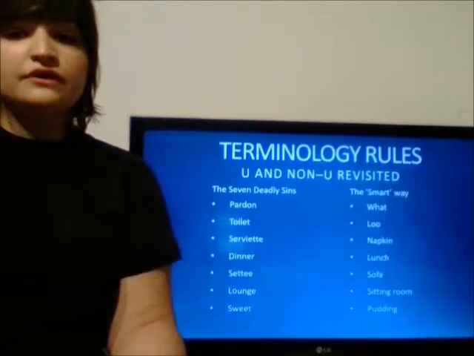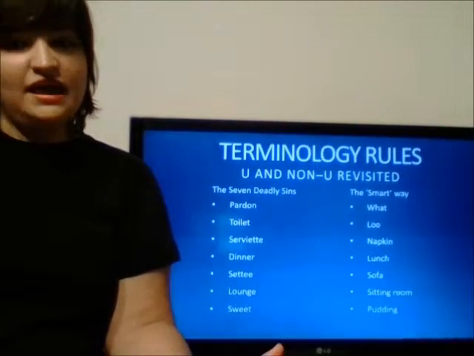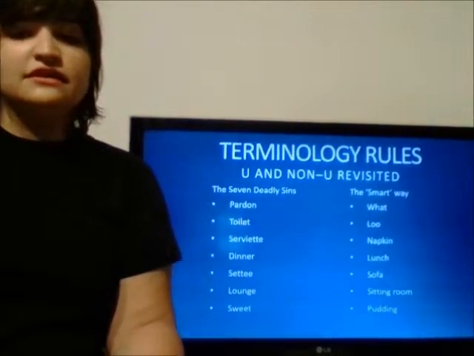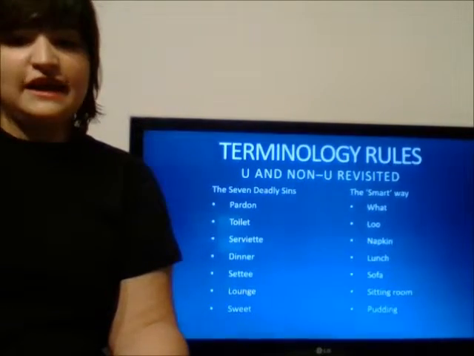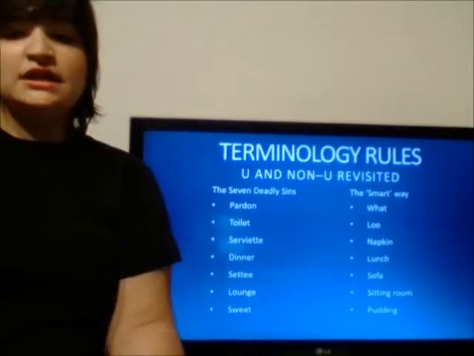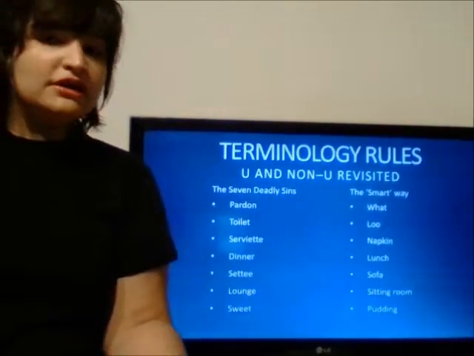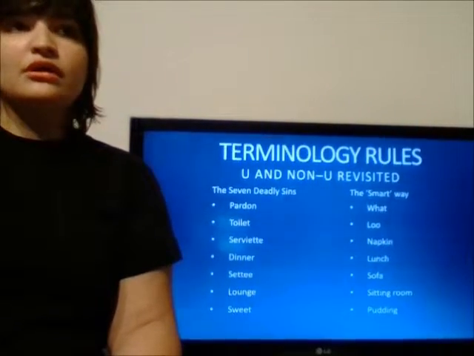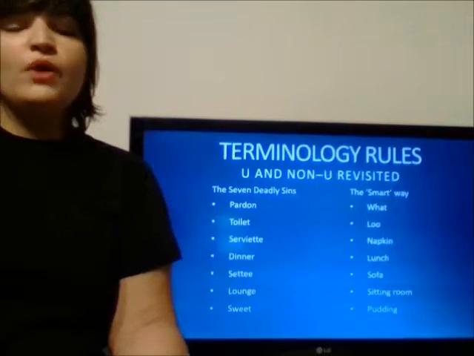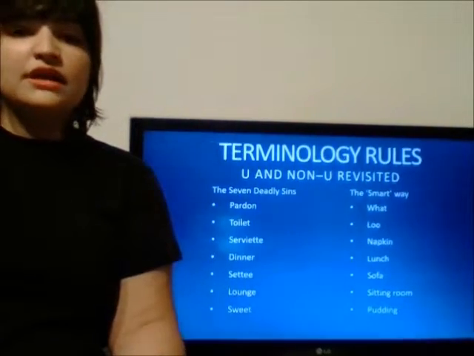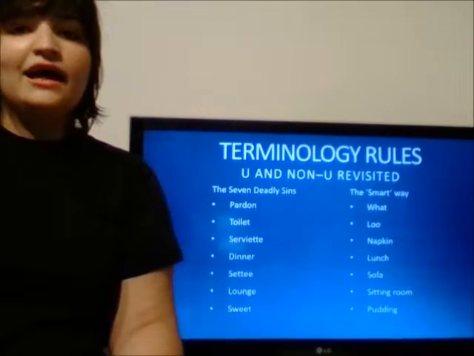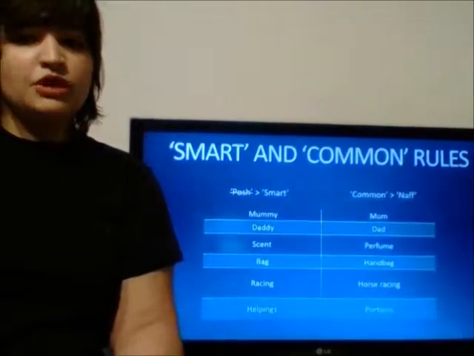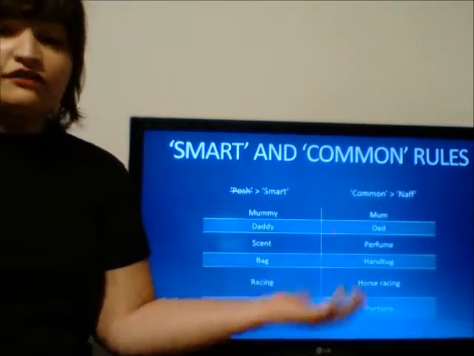So here we have the smart way of saying these things. "What" instead of "pardon," "loo" instead of "toilet," "napkin" instead of "serviette," "lunch" instead of "dinner," "sofa" instead of "settee," "sitting room" instead of "lounge," and "pudding" instead of "sweet." Why did I call it the smart way? Smart is how upper class people refer to the way they speak, while lower classes would call it posh. Upper classes would prefer the word smart.